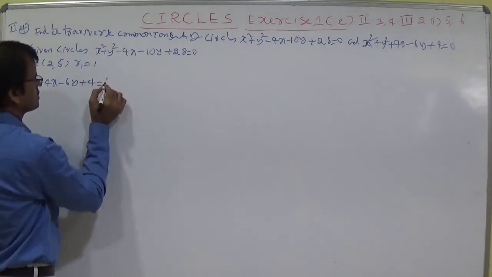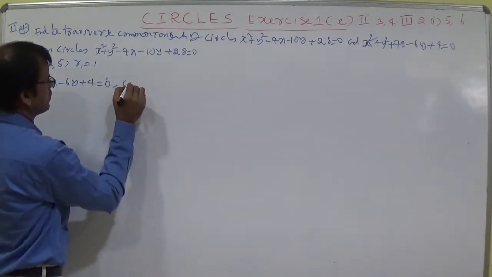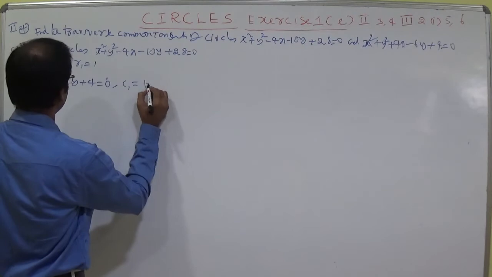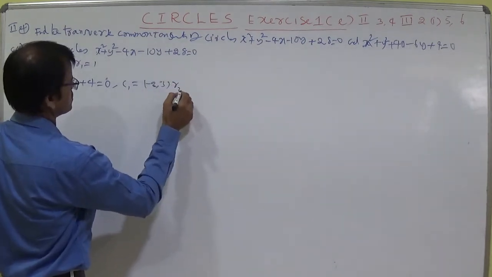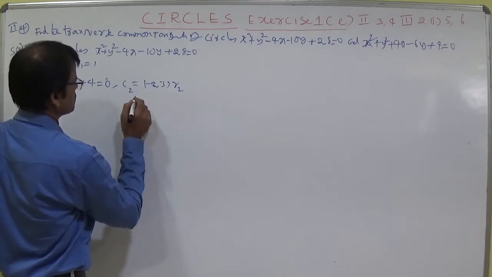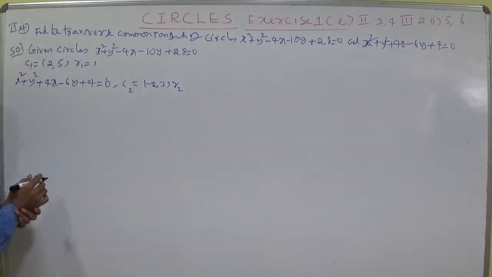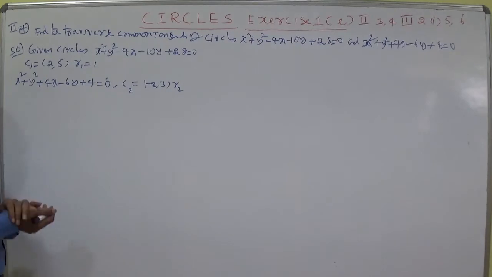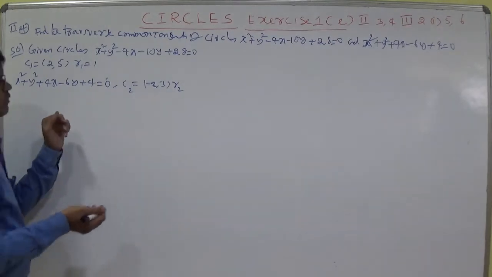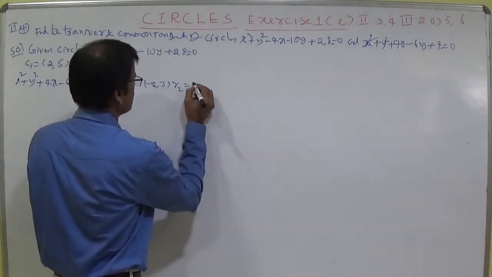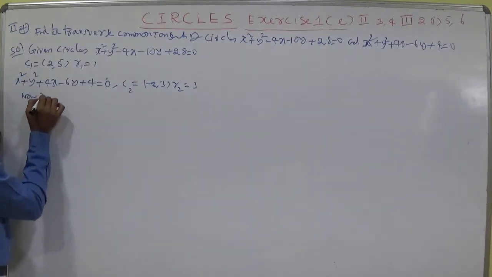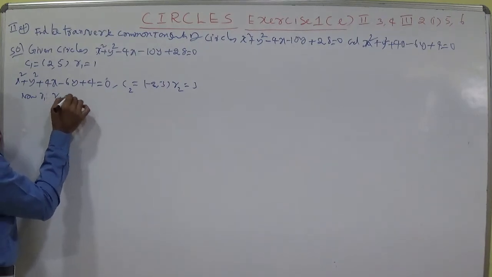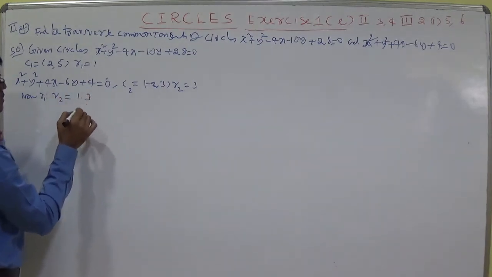Using this circle, you write C1. C1 is equal to (-2, 3). This is not C1, this is C2. C2 is equal to (-2, 3), and R2 is equal to root of g square plus f square minus c, 4 plus 9 minus 4, so it is 3. R2 equal to 3. Now you can write R1 is to R2, there is no simplify, 1 is to 3 you write.